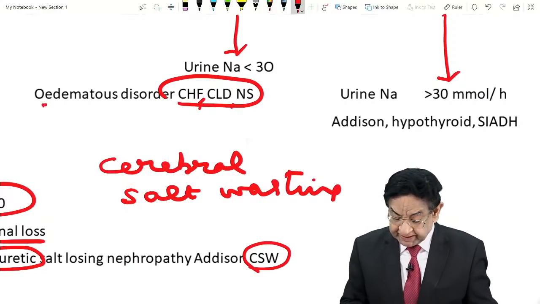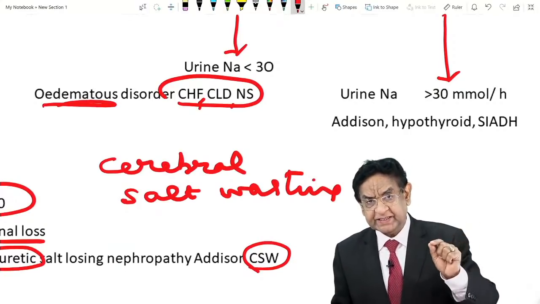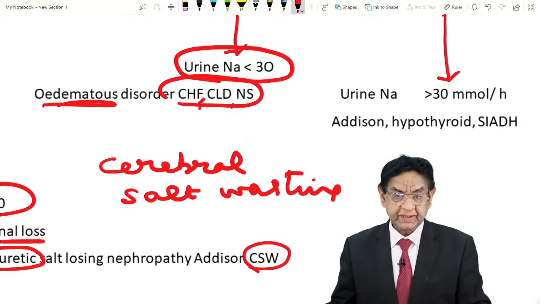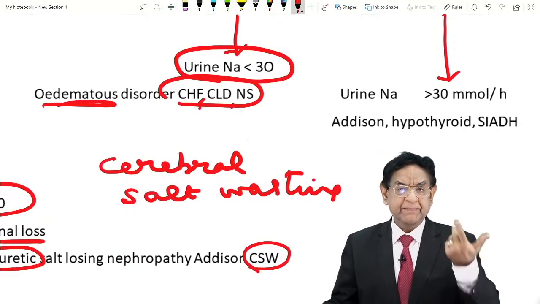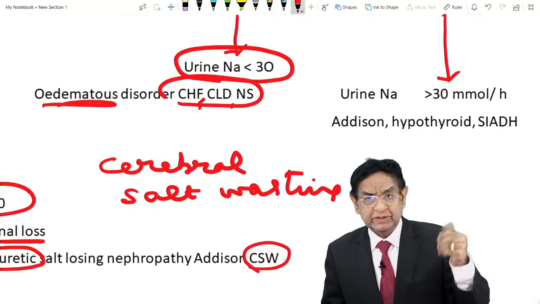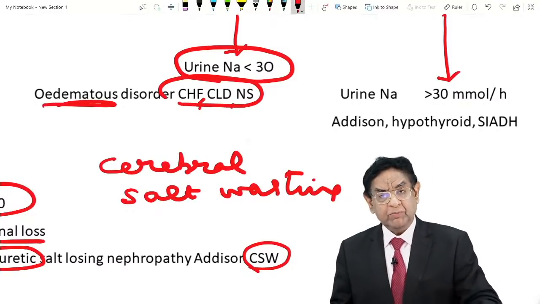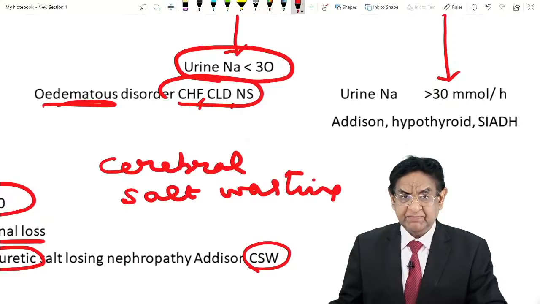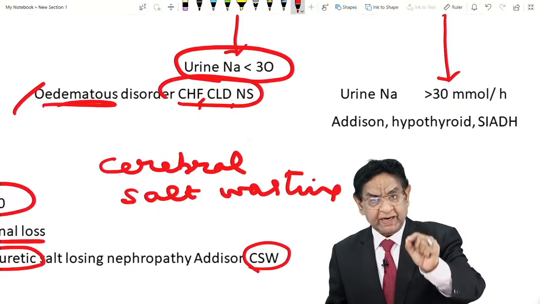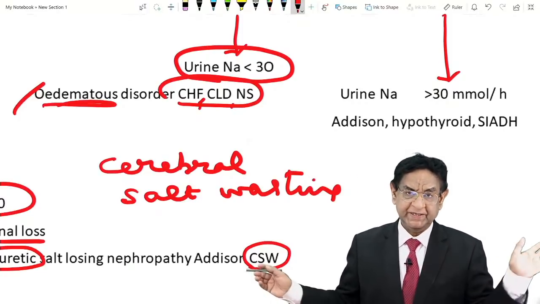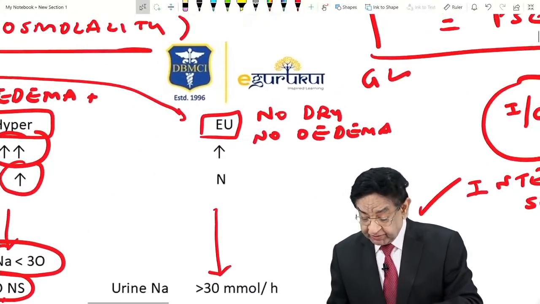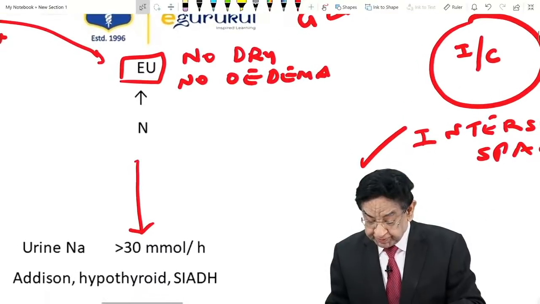So in edema, I told you classical edema, and in this case, if you check urine sodium, it will be less than 30. So friends, in hypervolemia, total body water increases much more than the sodium. With the result, edema is there and urine sodium is how much? Less than 30 milliequivalent per liter. We understood? So this is simple, and now we talk about the most important, euvolemia.